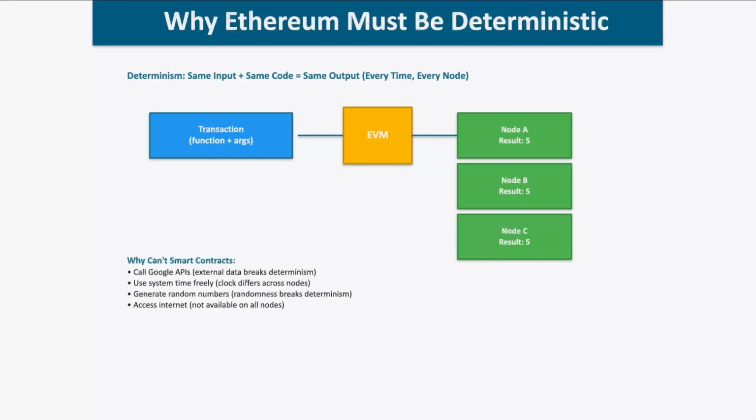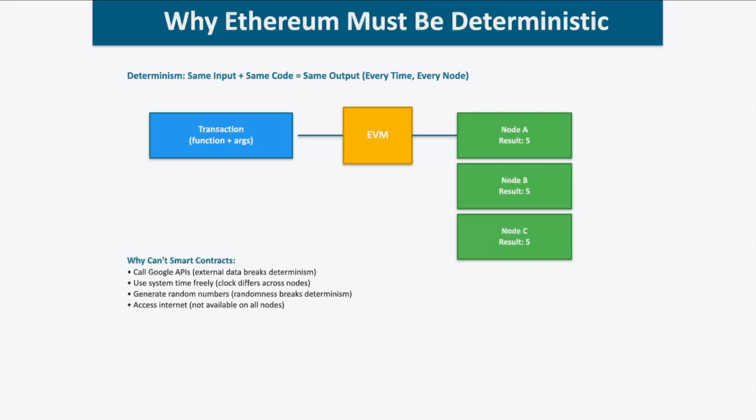When a transaction comes in, node A runs it and gets result X. Node B runs it and gets result X. Node C runs it and gets result X as well. They all agree. Consensus happens naturally, without negotiation, because they all computed the same thing. Determinism, however, does have a few constraints.